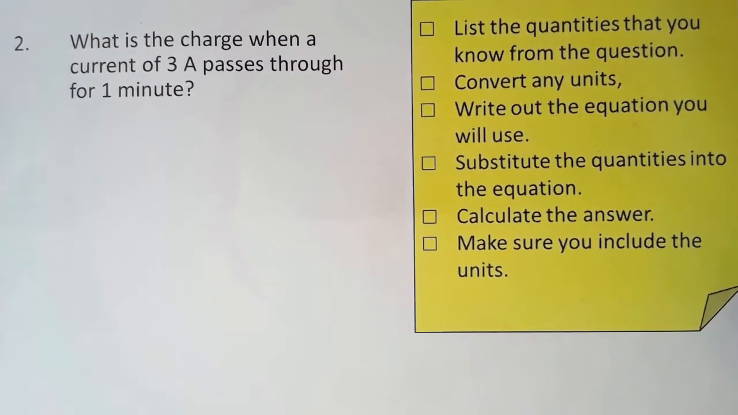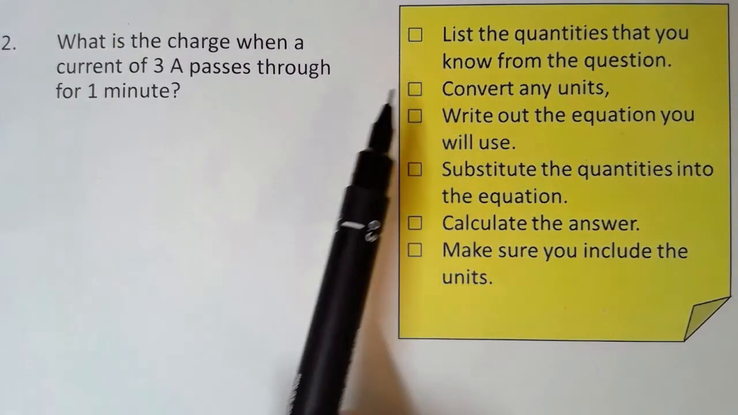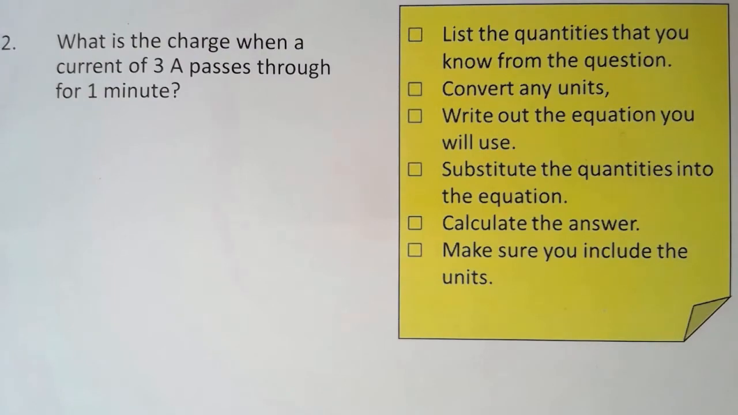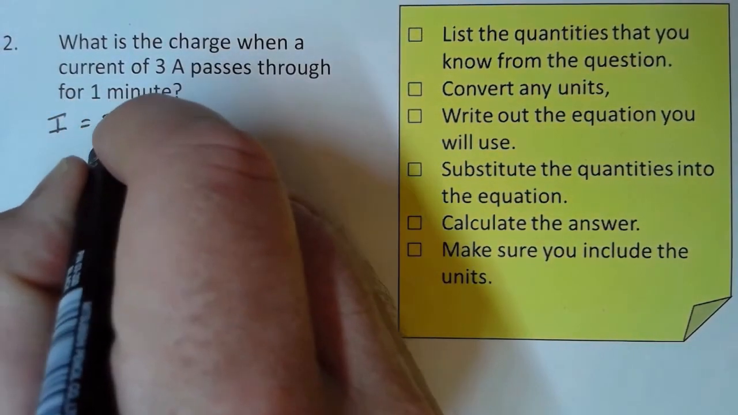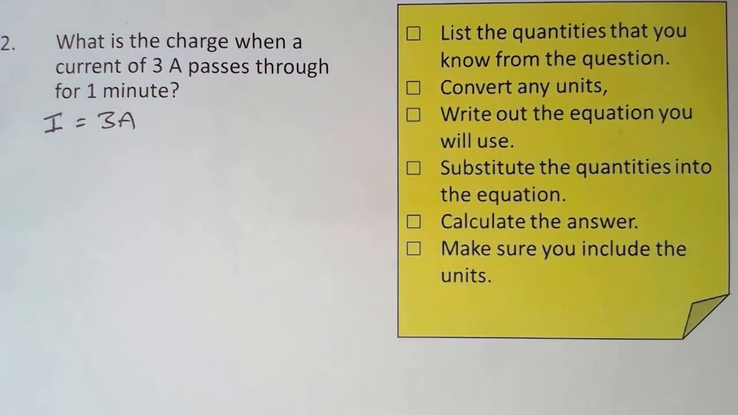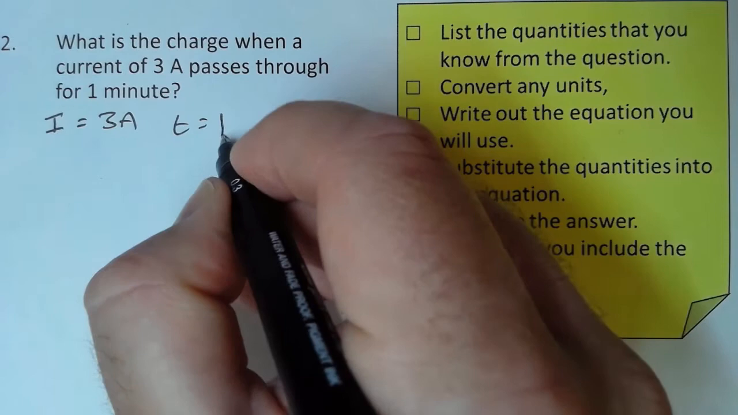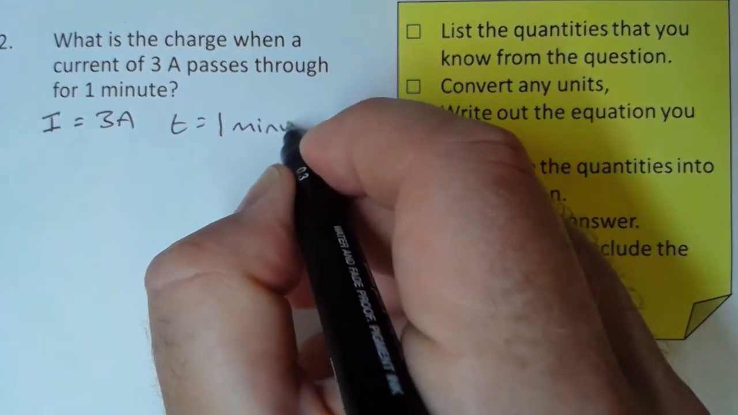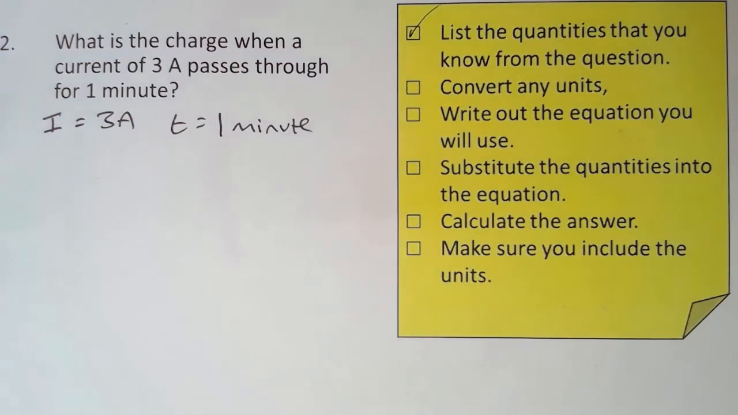So this time, question 2. What is the charge when a current of 3 amps passes through for 1 minute? Okay, so the first thing that we do is we list the quantities that you know from the question. Again we've been given the current, which is 3 amps, and we've been given the time, equals 1 minute. Okay, so we've listed our quantities.